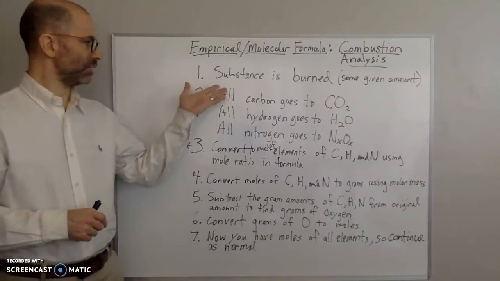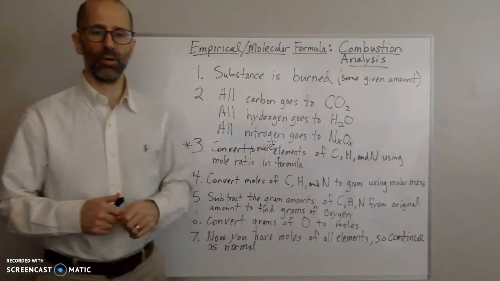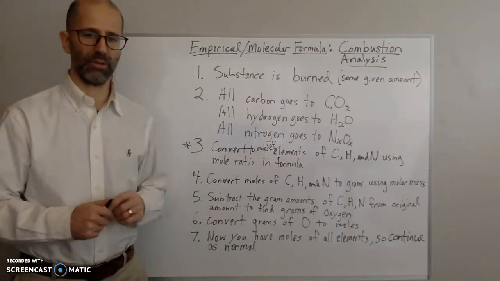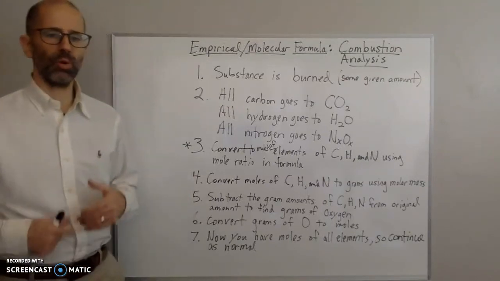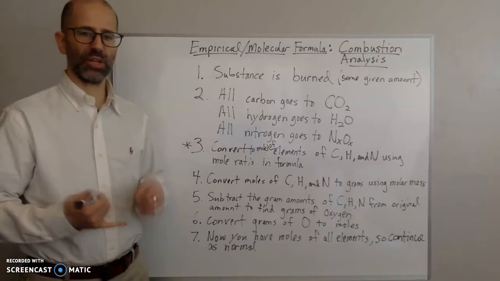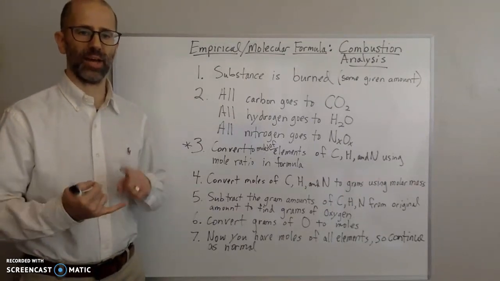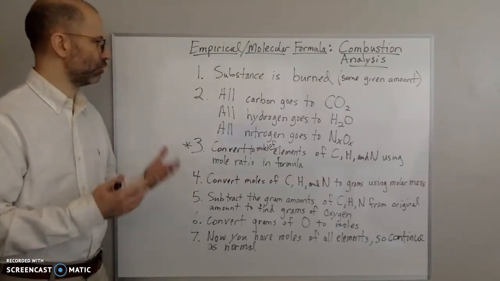So you have a substance that's burned, and they give you a certain amount of that substance that's burned. So maybe it's 5 grams, maybe it's 0.5 grams, but they say, okay, you have this amount and you burn it. And then when you burn something, especially if there's carbon and hydrogen in the substance, you're going to get carbon dioxide and water.